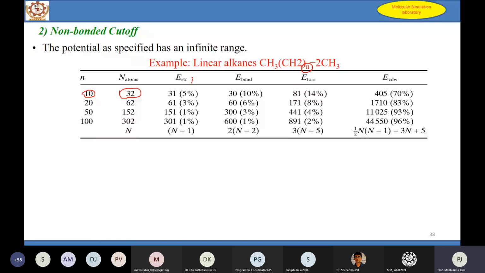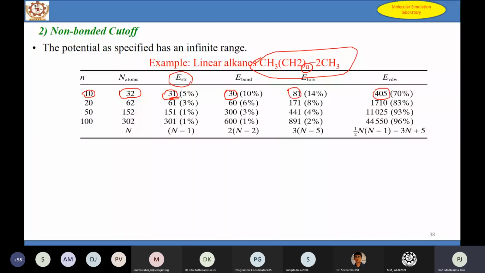Just like a water molecule, H2O, with 2 hydrogens, we have 2 O-H bonds: 3 atoms but 2 bond terms. Likewise, with 32 atoms, 32 minus 1 gives 31 bond stretch terms. Similarly, for bending there will be 30 for this type of alkane I'm talking about. Then how many torsion terms will there be? There will be 81 torsion terms, and you will find 405 van der Waals terms.